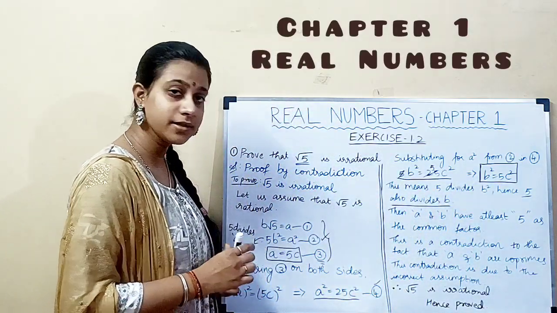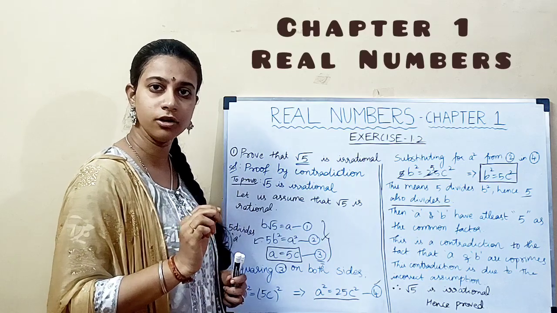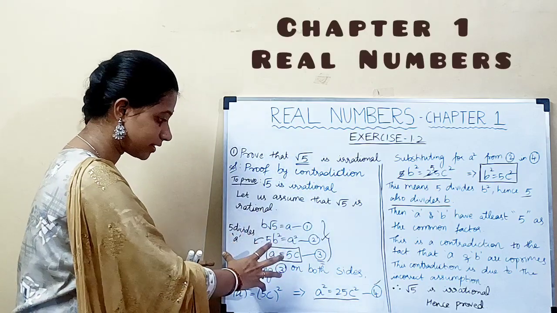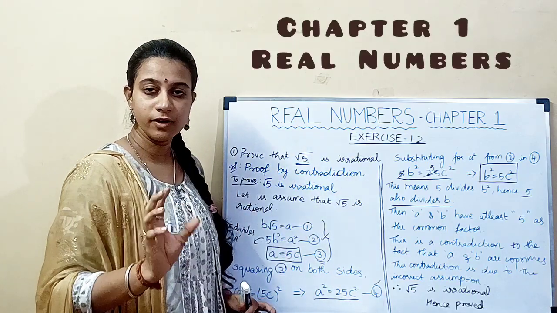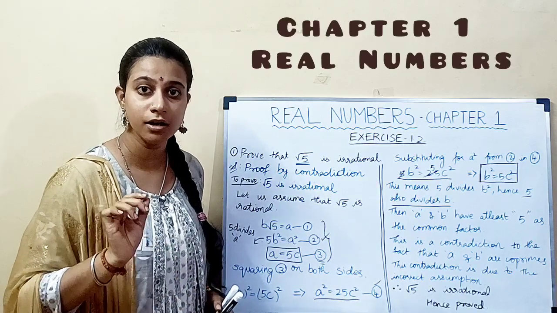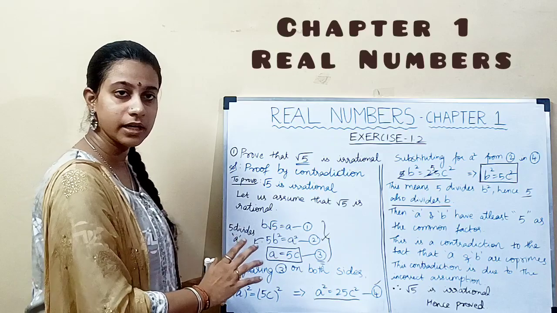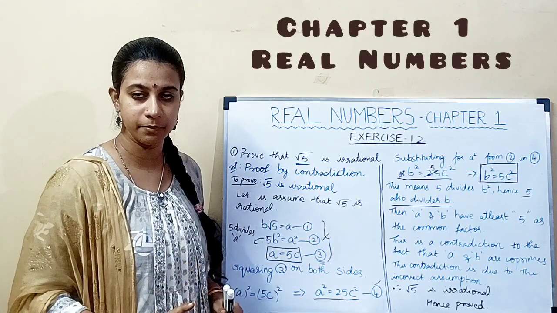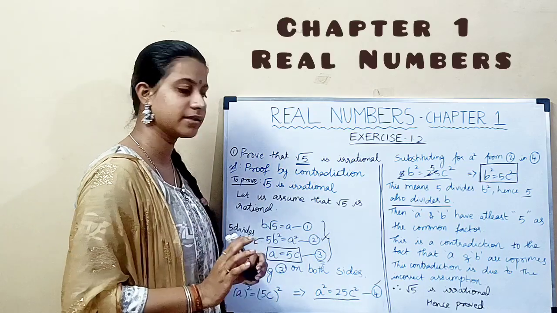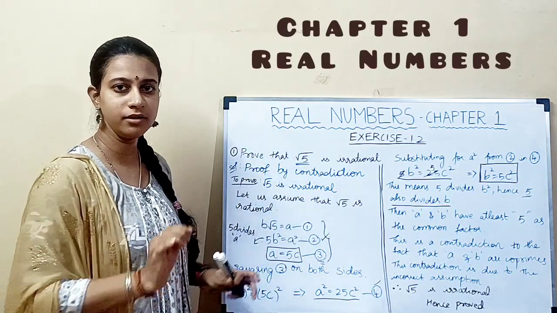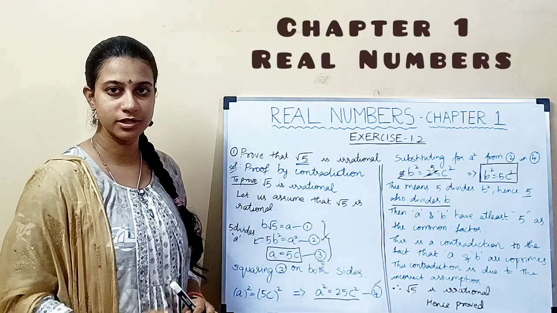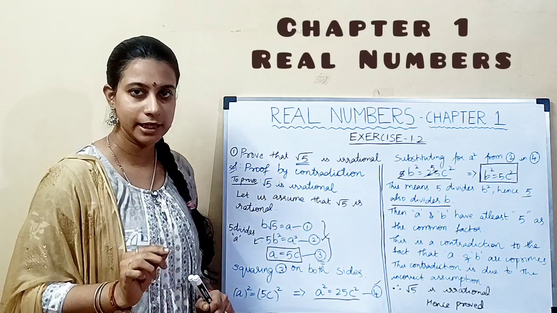Now it means that 5 is a common factor for both a and b. But if you remember, in the initial step we divided any common factor from a and b, and we said a and b are co-primes. But here we are getting 5 as a common factor for a and b, which is a contradiction. And this contradiction has arisen because we made the incorrect assumption that root 5 is rational. So we will say root 5 is irrational.